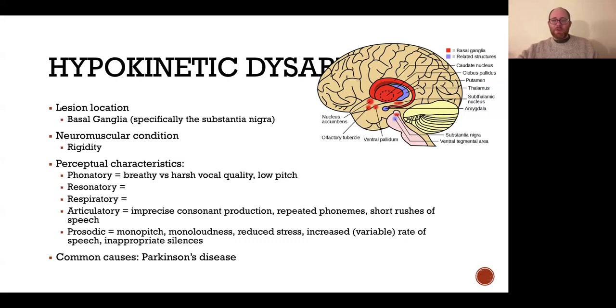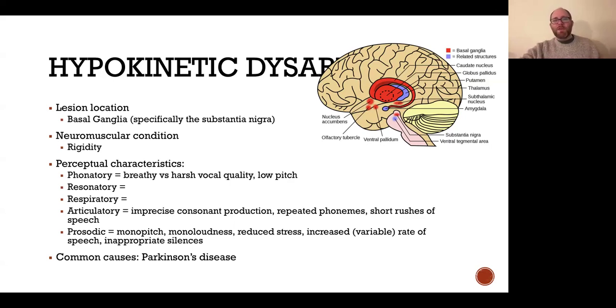And as far as prosodic features, this is where you might see more changes in a hypokinetic dysarthria case, where the person might be monopitch, monoloudness. They may have reduced stress. They can have an increased or a variable rate of speech, again, with those short rushes of speech. You might start quote unquote normal, and then you're really fast toward the end. And then they can have inappropriate silences where they might just not be speaking, or they might have difficulty getting things going to speak to you.